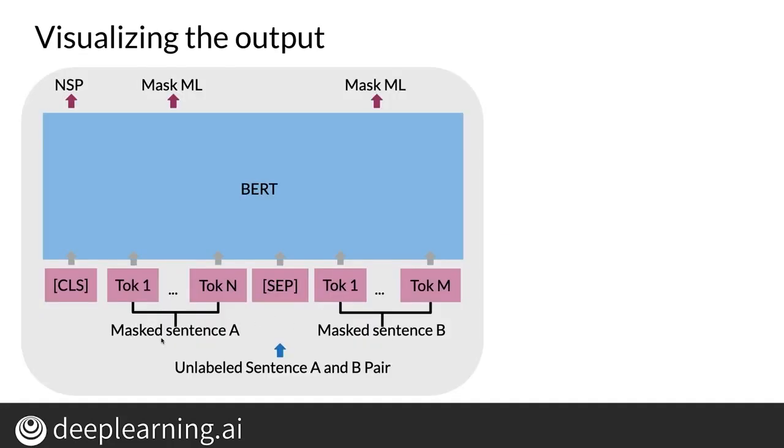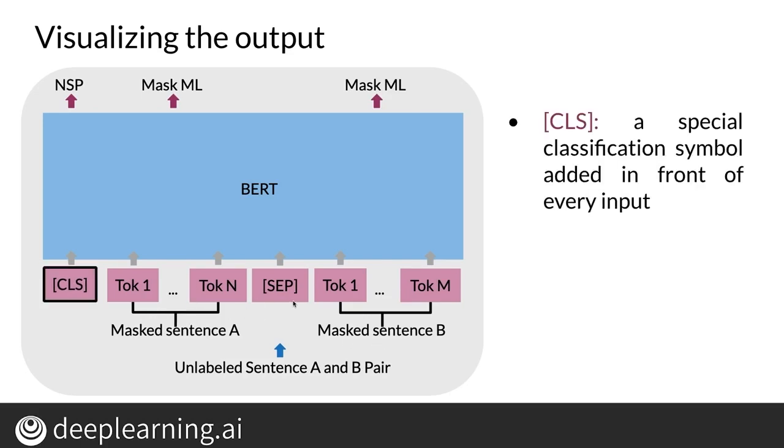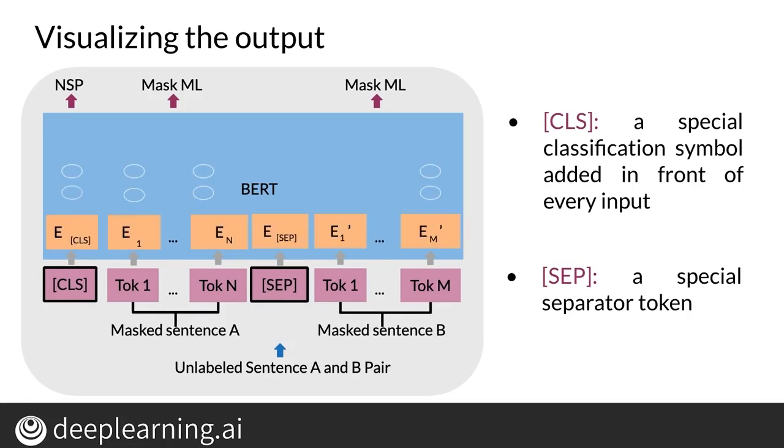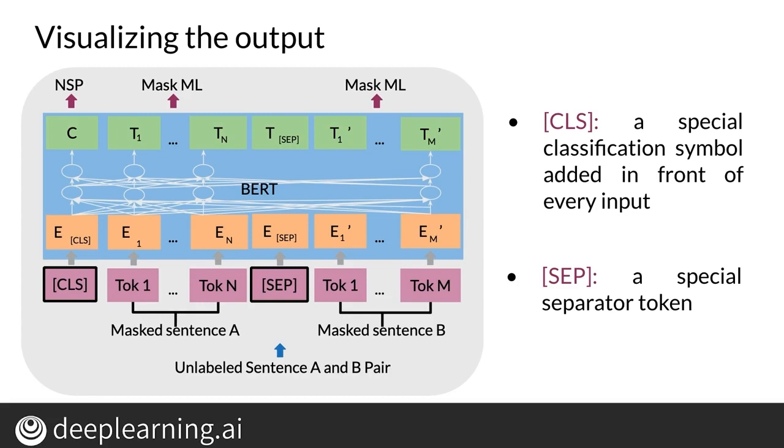Over here, you can see you have masked sentence A and masked sentence B, they go into tokens, and then you have the CLS token, which is a special classification symbol added in front of every input. Then you have the SEP token, which is the special separator token. You convert them into embeddings, and then you get your transformer blocks. At the end, you get your T1 to Tn and your T1 prime to Tn prime. Each Ti embedding will be used to predict the masked word via a simple softmax. And you have this C embedding, which can be used for next sentence prediction.